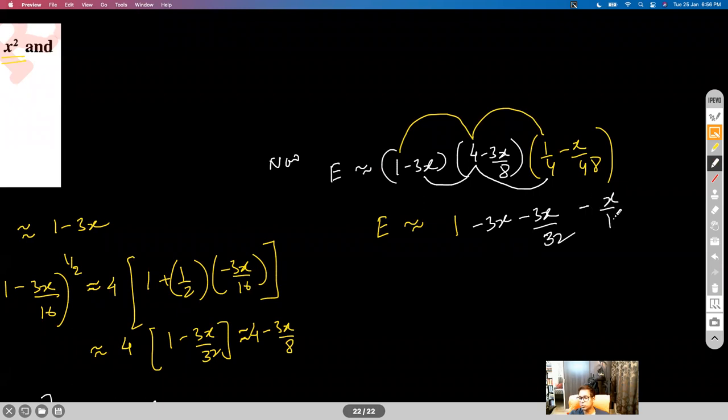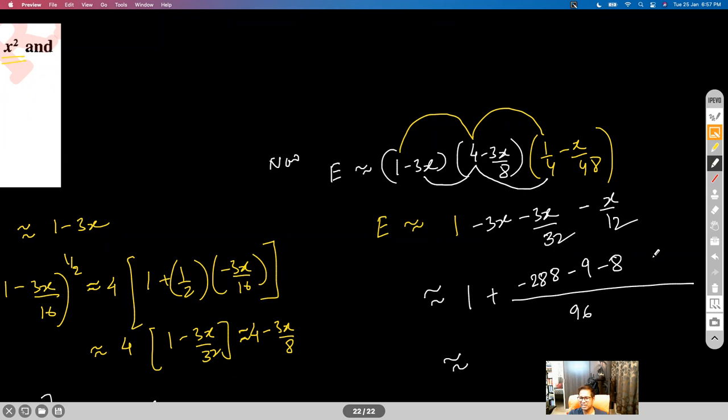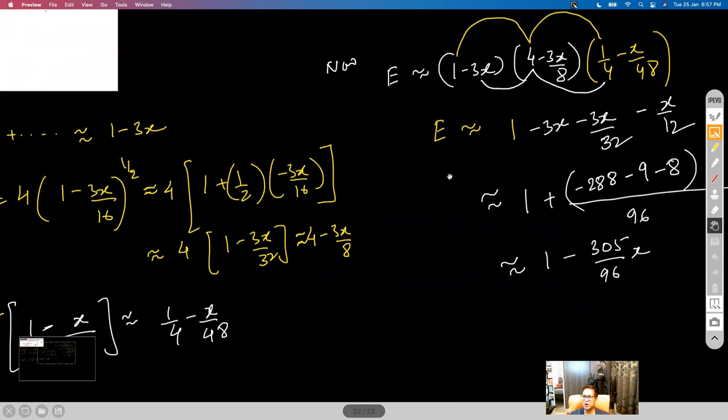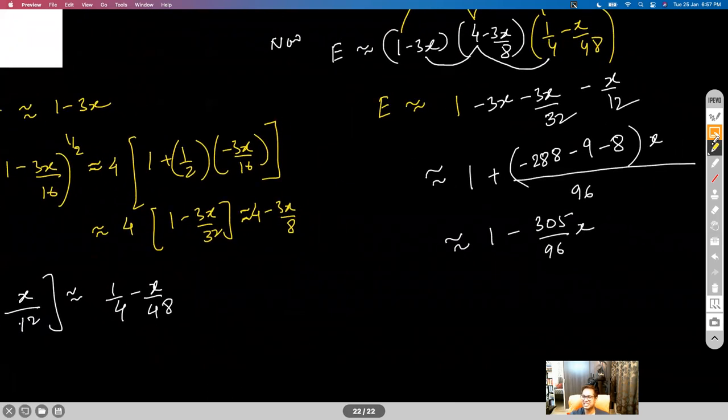That's going to give you minus x by 12. Okay, let's try to see how much it comes out to be. So let's take the LCM of 96, I believe. So this is going to be negative 288 minus 9, correct? Minus 8. So that's nothing but 1 minus 305 by 96x. Okay, is it fine? So very important tool when it comes to approximating things like this. So very, very useful in physics chapters also.